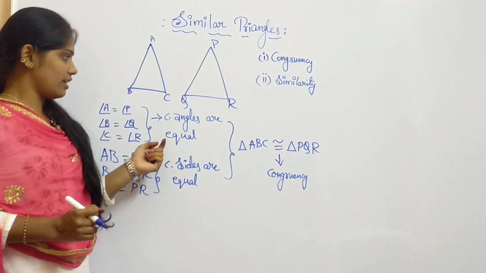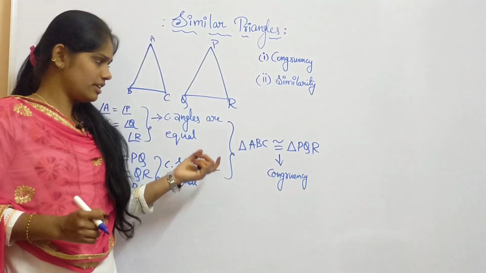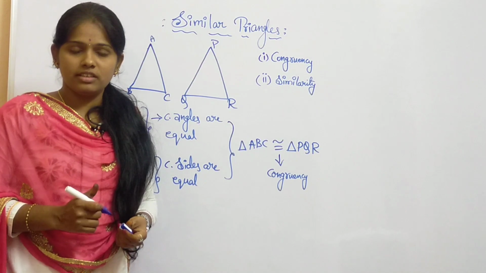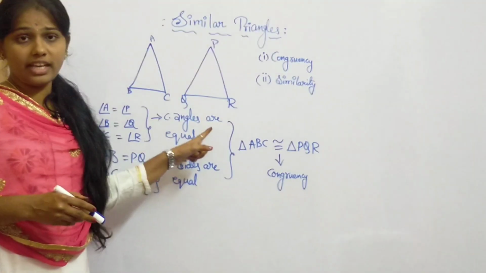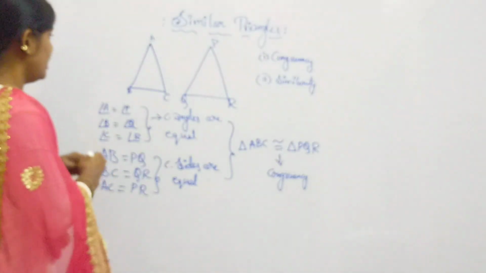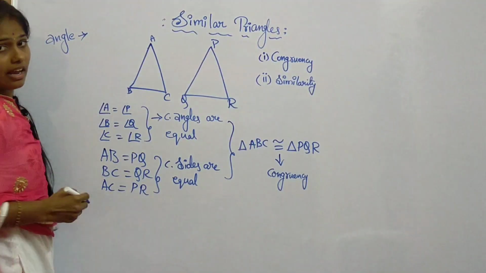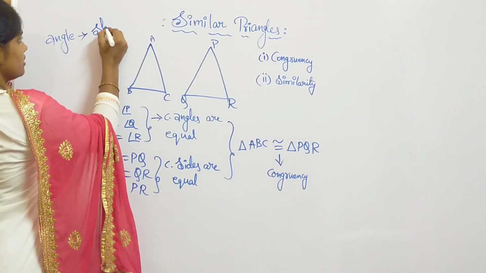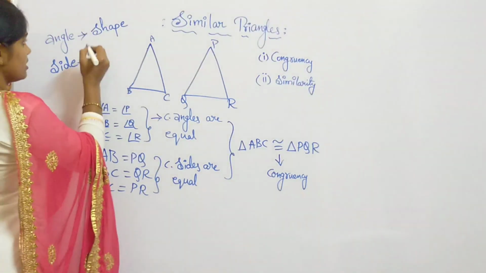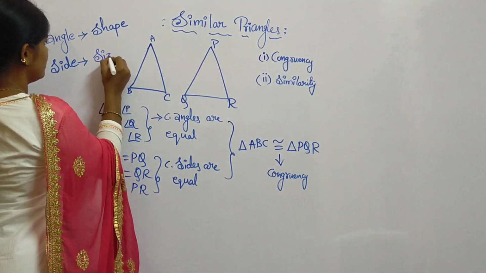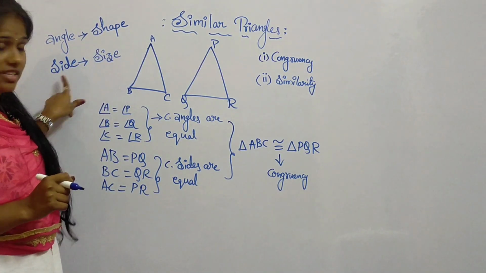Okay? See here, you may get a doubt: if the corresponding sides are equal and corresponding angles are equal, then can we say those triangles are congruent? Yes, there is a reason behind this. As I told you, corresponding angles and corresponding sides, right? Here, the angle of the triangle represents the shape and the side represents the size.